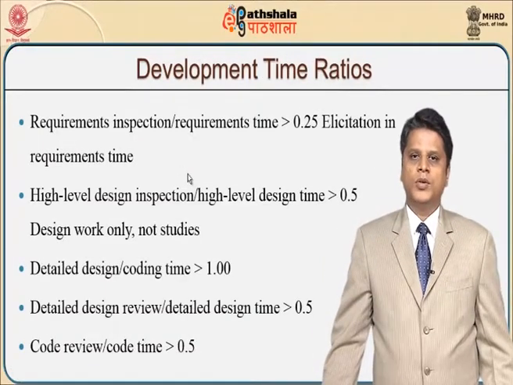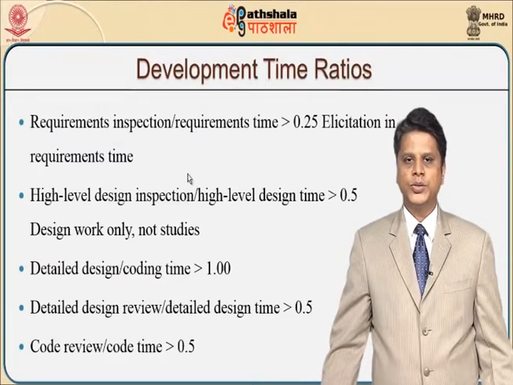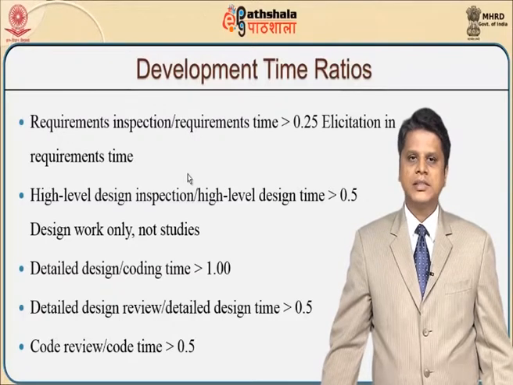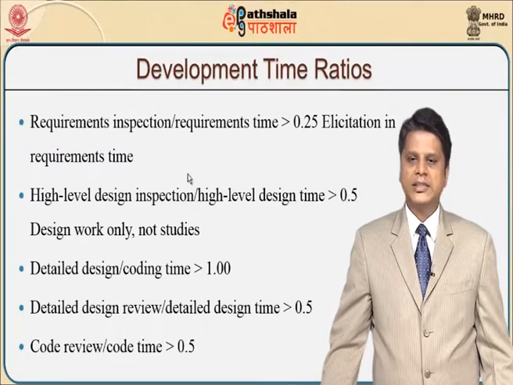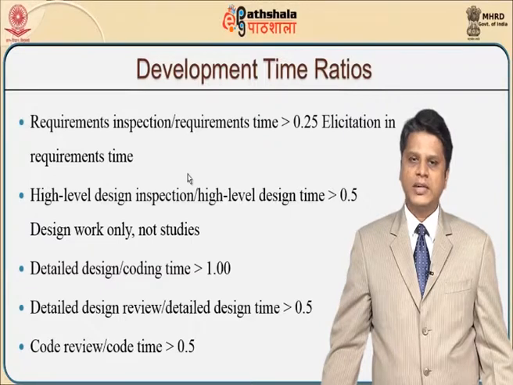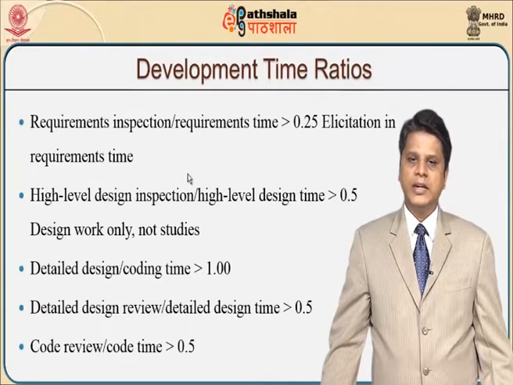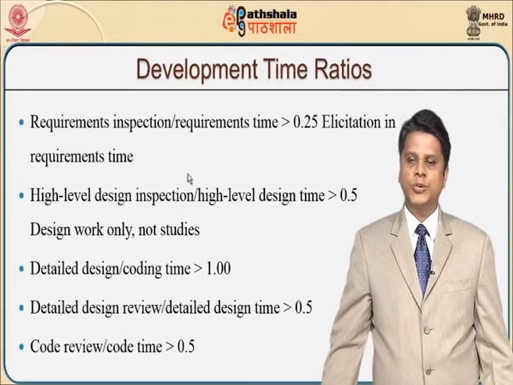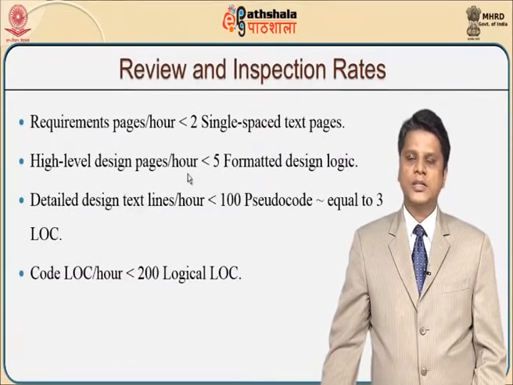More and above, to ensure the quality of the product, we may also have to look at the development time ratio, which indicates the requirements inspection for every requirement time should be greater than 0.25 times elicitation in the requirement time. And if you look at the high level design inspection, for every high level design time should be more than 0.5 times of design. Detailed design for every coding time should be more than 1%. Detailed design review for every detailed design time should be more than 5%, and code review for every code time should be more than 5%. Likewise, we again have a rate for the reviews and inspections also.